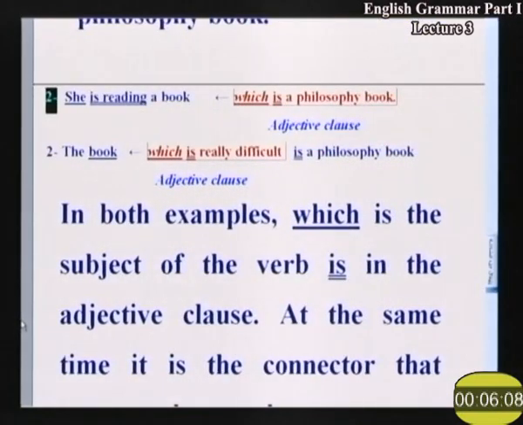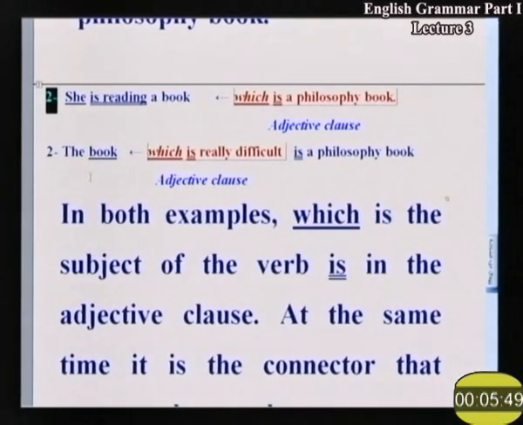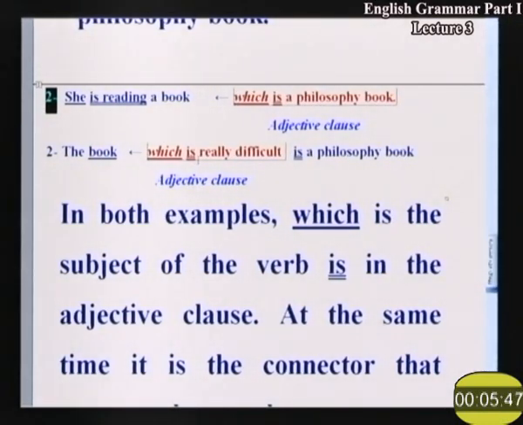The book which is really difficult is a philosophy book برضو. The book which is really difficult. طيب عندي الجملة الأساسية هنا بقت إيه؟ The book is a philosophy book. لكن which is really difficult is the adjective clause جاي بعد كلمة book على طول. طيب is the verb and which is the connector and the subject as well.